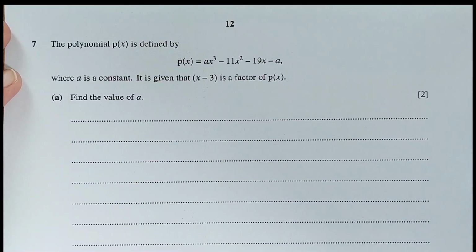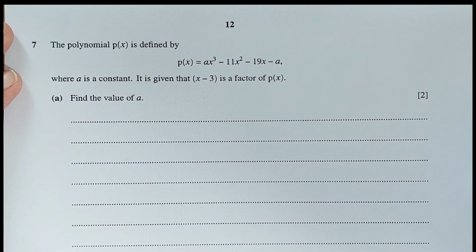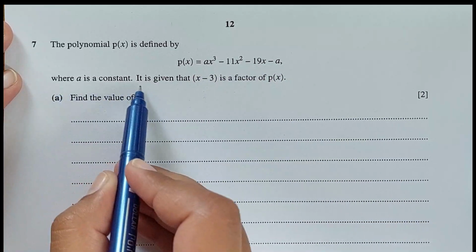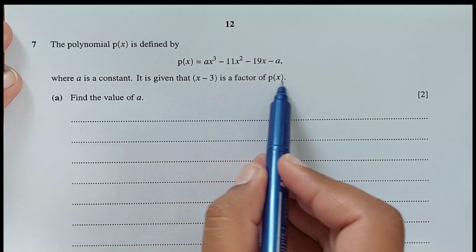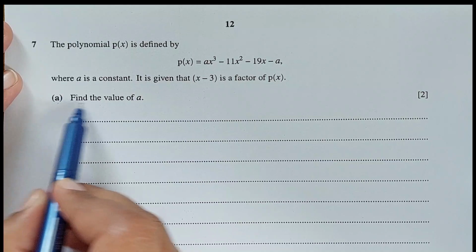Right? Question number 7, the polynomial p of x is defined by, we have p of x where a is a constant. It is given that x minus 3 is a factor of p of x. Part A, find the value of a.